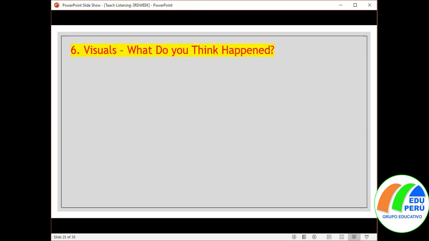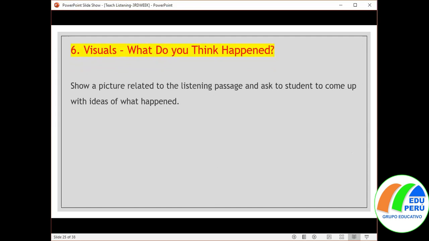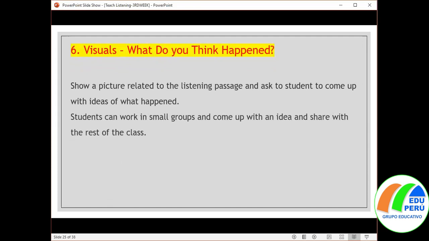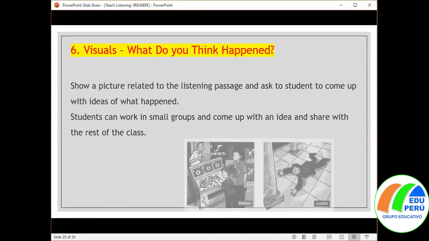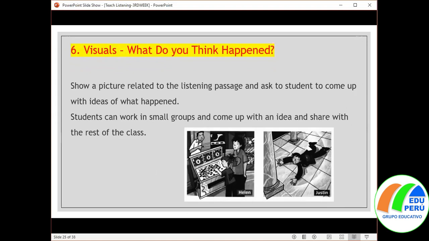Now, another use of visuals: what do you think happened? So what are you going to do here? Show a picture related to the listening passage and ask the students to come up with ideas of what happened. Students can work in small groups again, come up with an idea and share it with the rest of the class. For example, you can show these pictures and ask, tell me what happened or what is going to happen according to these pictures. What happened to Ellen or what happened to Justin? Notice that they are going to give you some ideas. Again, you can divide your class into groups and they come up with ideas and share them with the rest of the class.